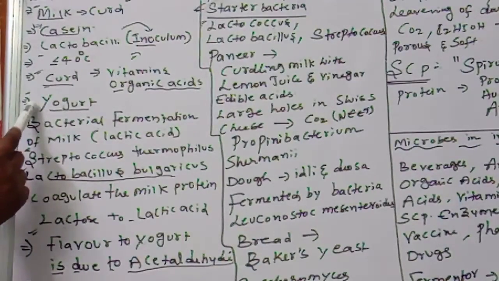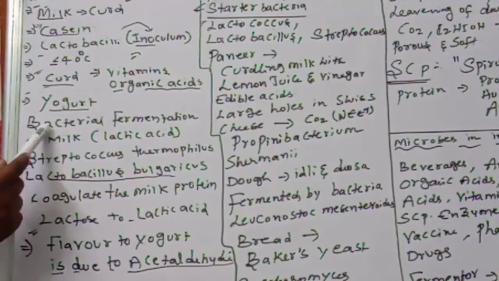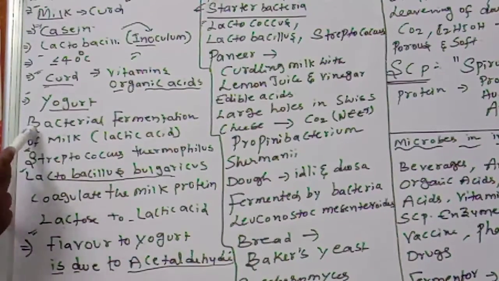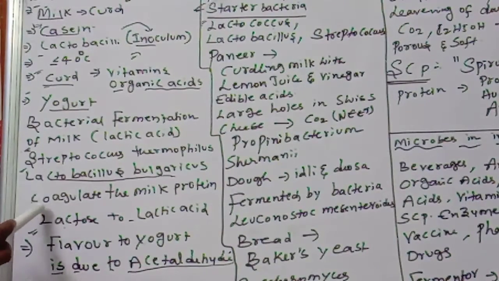Same like that, yogurt. What is yogurt? Yogurt is also a bacterial fermentation product of milk. So Streptococcus thermophilus we will use, and also Lactobacillus bulgaricus we will use to make yogurt. They coagulate the milk protein, and lactose to lactic acid is formed. For yogurt, who provides the flavor? It is due to which one? Acetaldehyde. Very important bit, you should remember.